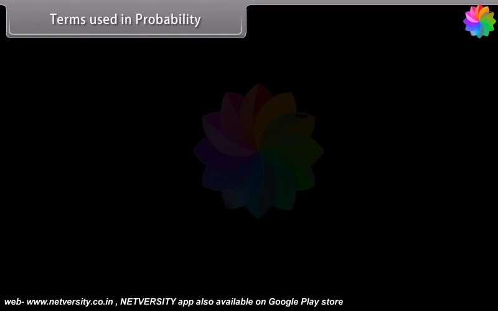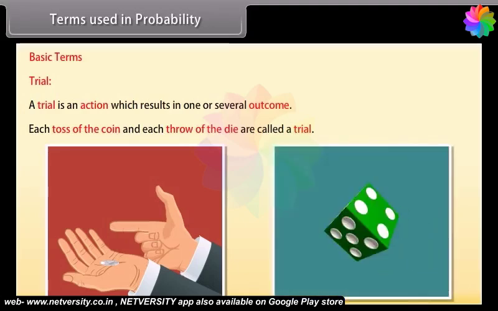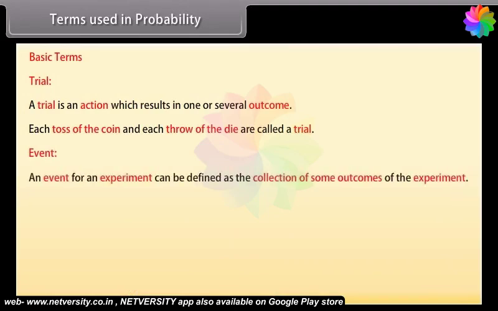Terms used in probability. Before going further, let's learn about basic terms used in probability. Trial. A trial is an action which results in one or several outcomes. For example, each toss of the coin and each throw of the dice are called a trial. Event. An event for an experiment can be defined as the collection of some outcome of the experiment.